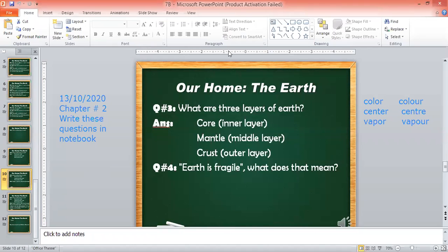So the statement is saying that Earth is fragile. What does that mean? So I will show you the answer. First, you can write the question in your notebook, and after 30 seconds, I will reveal the answers on your screen.